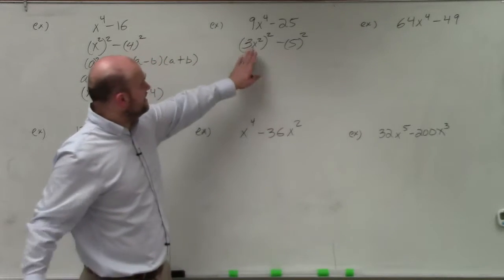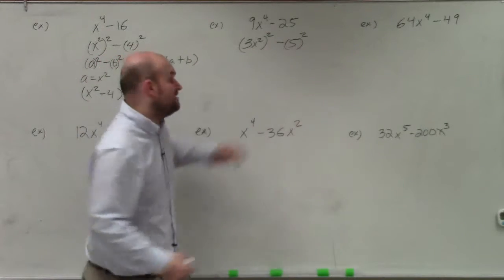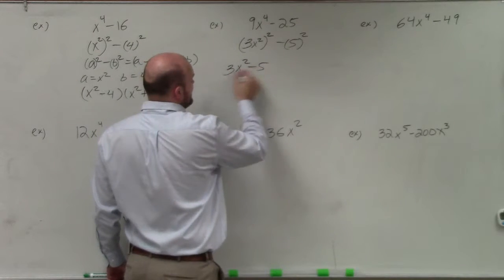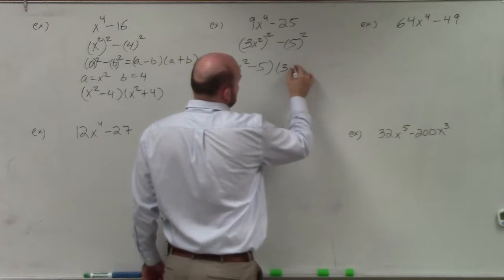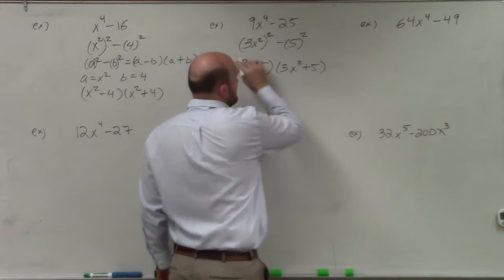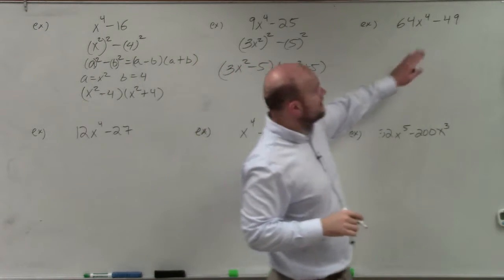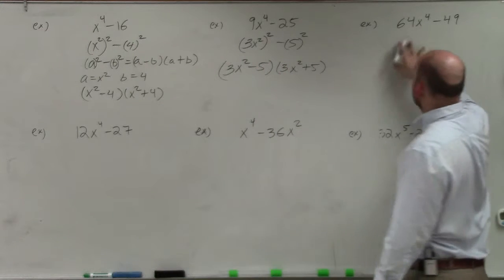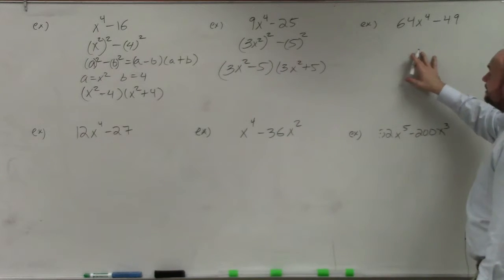Now I can see that a is 3x squared and b is 5. So I can factor this using difference of two squares as 3x squared minus 5 times 3x squared plus 5. Sorry, I meant to say squared. Okay? And then I can just do one more example here. Again, you can identify what my a and my b is going to be.